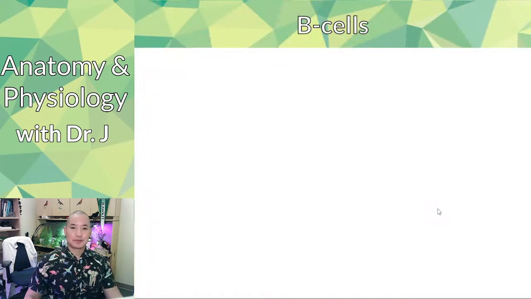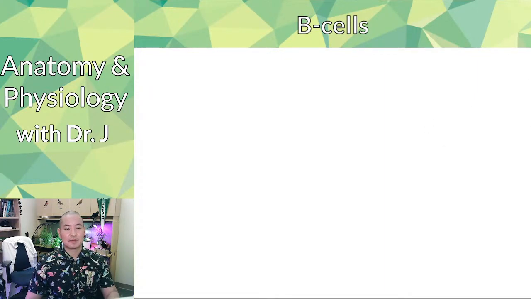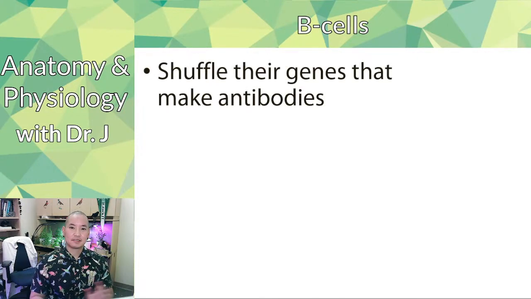Okay, so where did we leave off with the immune system? With the immune system, we talked about innate defenses, but now let's talk about B cells. We talked about T cells the last time, but what B cells do is they have, and actually T cells do this as well.